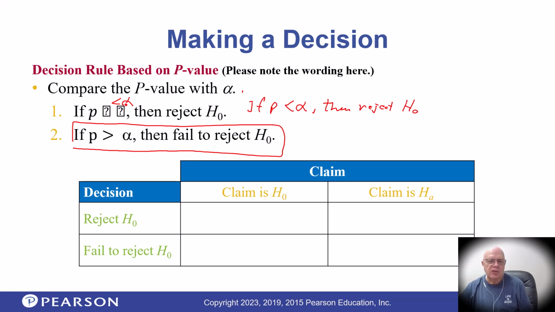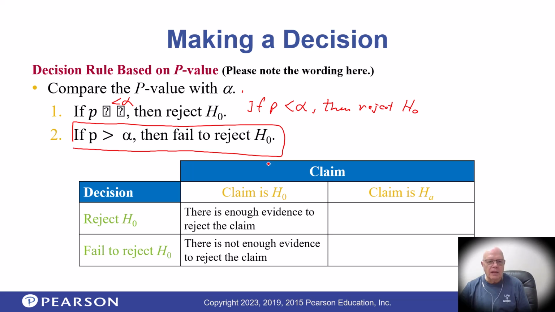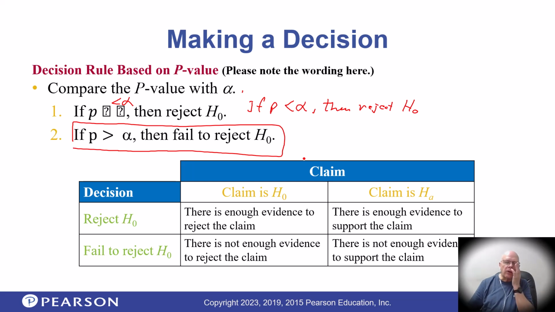Here again, we can use this little table if we like and see what we've got for type 1 and type 2 errors. Here's where we reject it. And here's where there's not enough evidence to reject the claim, and the alternate. Now you might want to pause right here. There are 4 things that might happen. This is the wording that is standard. This is the wording that's expected in statistics. If the claim is H0 and you reject it, then this is what you write.